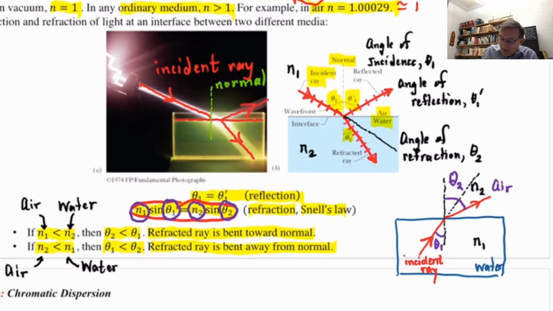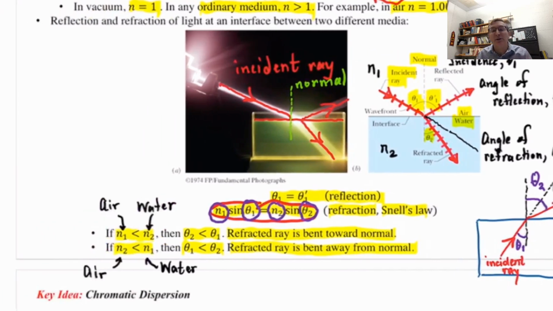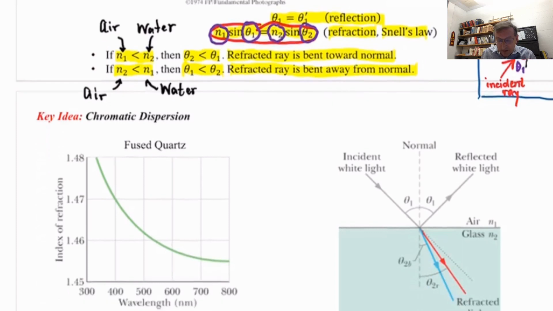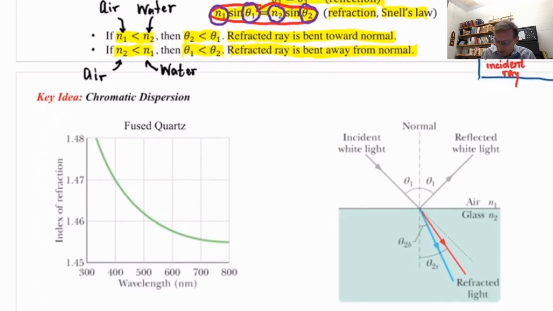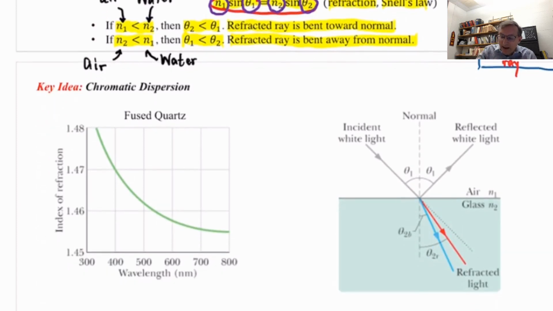Okay, so those are some of the basic concepts related to reflection and refraction. Now let me add a little more real-world complication to it. One of the things that happens in many different materials is that you get a phenomenon that we call chromatic dispersion. Well, sounds fancy. But here's what it means.